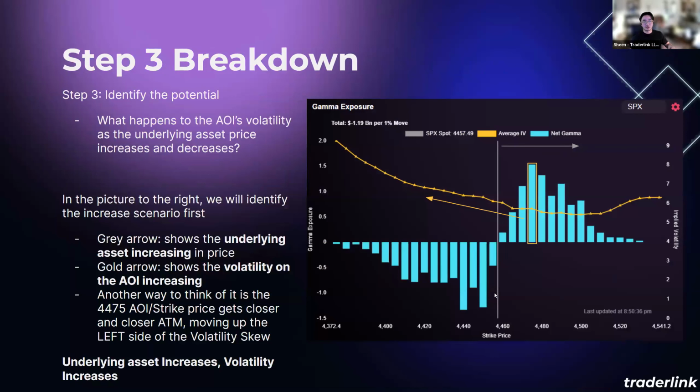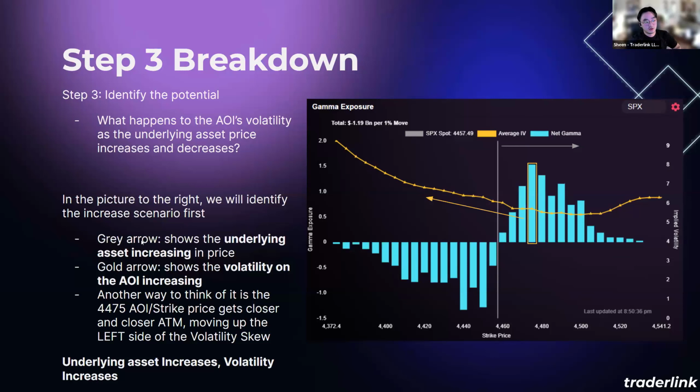What happens to the AOI's volatility as the underlying asset price increases and decreases, right? So in the picture to the right, we'll identify the increase scenario first. Again, I've highlighted the AOI, right? I want you guys to focus on this part. This is important because a lot of people get this confused when it's a very, very simple concept, right? You want to identify what happens to the AOI's volatility, right? So in this case, on the picture on the right, we're identifying the increase scenario.